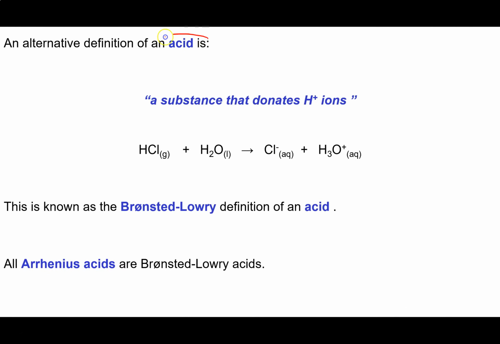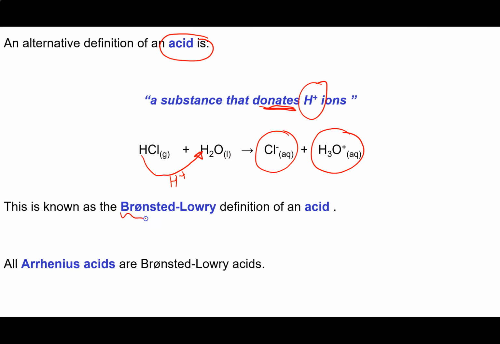There's another definition of an acid, and that is in terms of how it behaves with respect to hydrogen ion. An alternative definition of an acid is a substance that donates hydrogen ions. So what's happening when that hydrogen chloride is dissolved in water is the hydrogen chloride is donating a hydrogen ion to the water molecule, and that leaves behind a chloride anion and forms a hydronium ion. This definition, where we define the acid in terms of its proton transfer identity, is called the Bronsted-Lowry definition of an acid. And it's great.